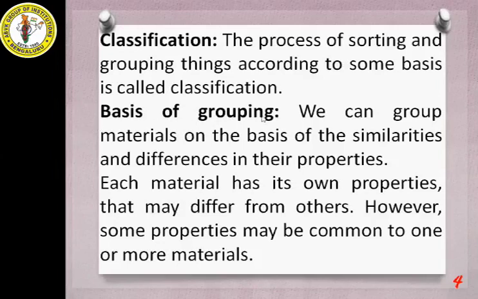We can group materials on the basis of similarities and differences in their properties. So here we are going to differentiate some of the materials based on the similarities and the differences. Each material has its own properties that may differ from others. However, some properties may be common to one or more materials. When you compare yourself and your friend, some qualities may be the same, but some may differ. Similarly, in materials and objects also, some properties may be similar and some may differ.